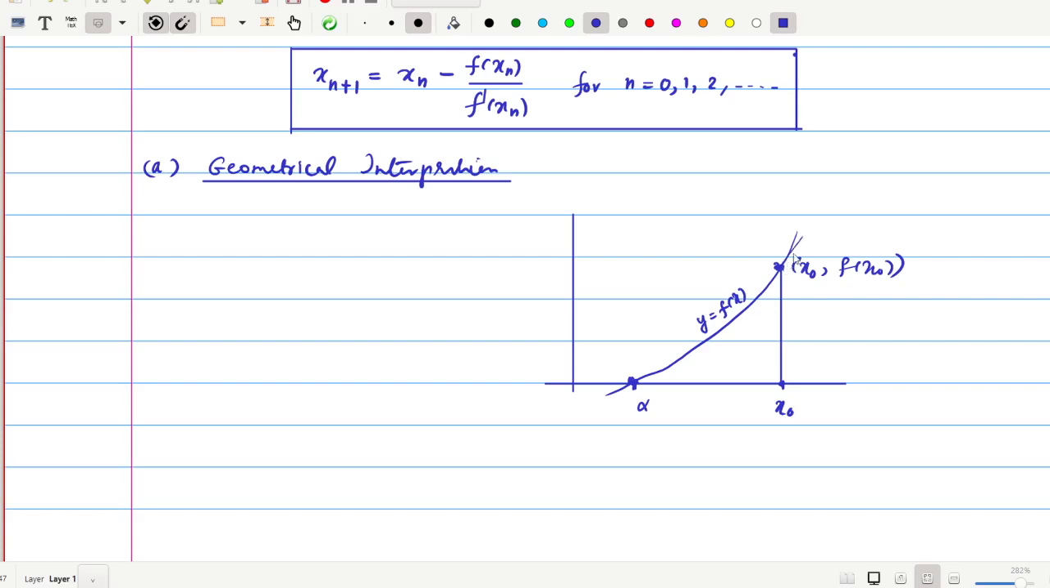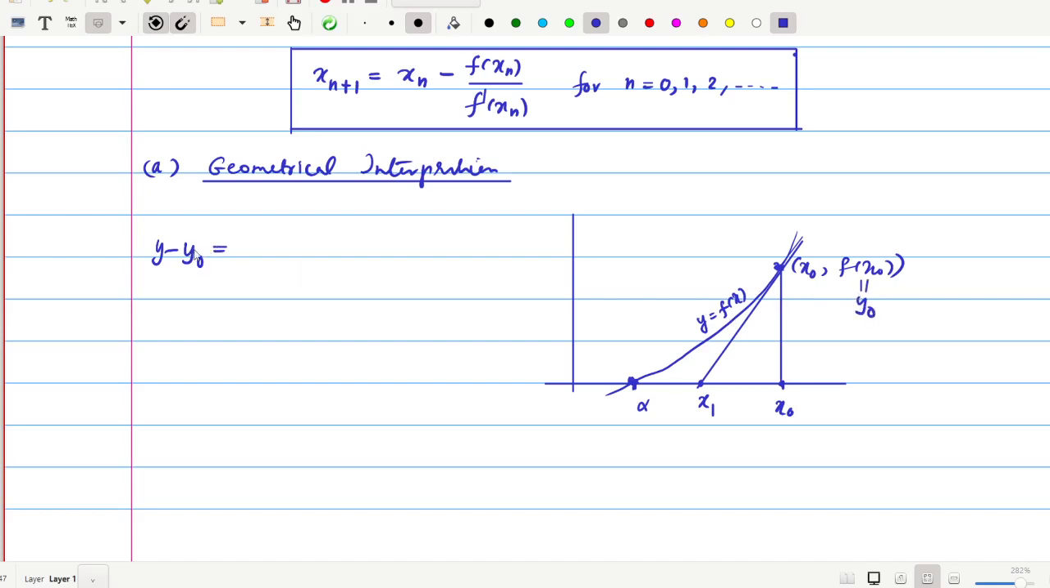This tangent meets the x-axis at a point, and how do you get this point? That is the first thing, and this point is considered as our x1. So how will you get this x1? First of all, you need to write the tangent of this curve y equal to f of x at this point. The equation of the tangent is obtained by considering the line passes through the point x naught, f of x naught, which is nothing but our y naught.